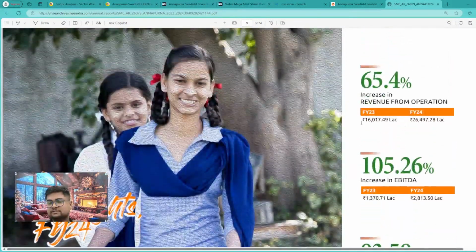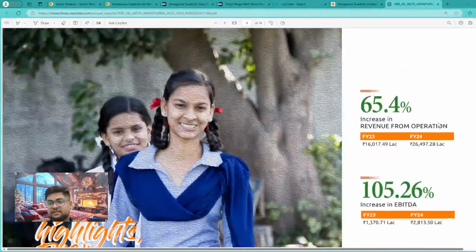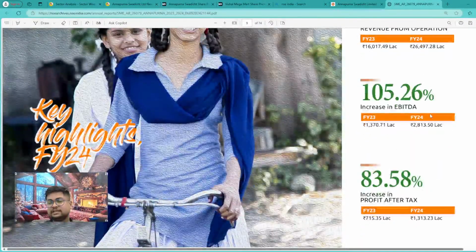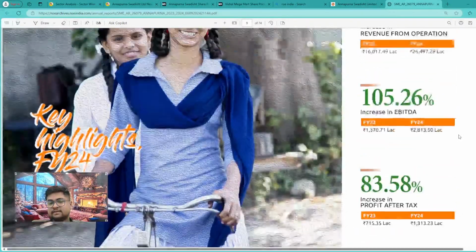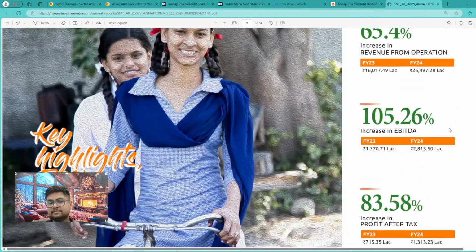The revenue has increased from 16,017.49 lakhs to 26,497 lakhs. So it has increased tremendously in its operations. If you look at the increase in EBITDA, earnings before interest, tax, depreciation and amortization, it increased by 105.26%, which is very great. So just look at the increase in EBITDA here.